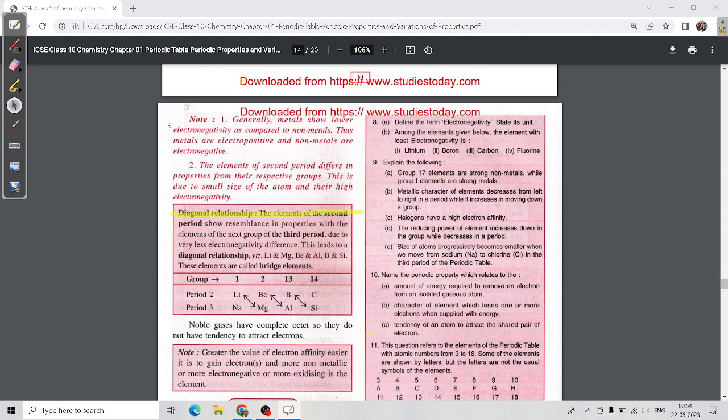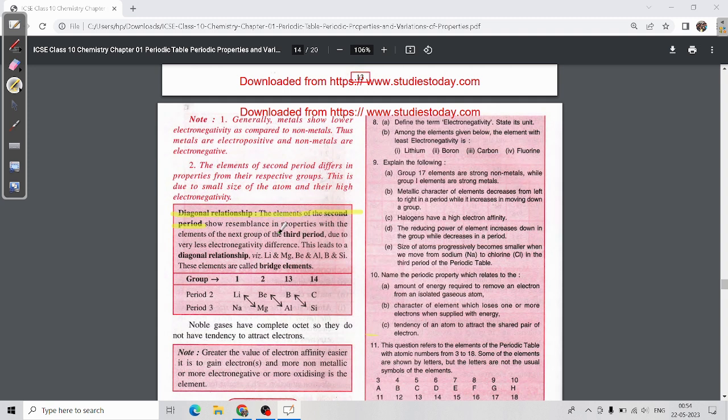Now there is an important point here also, that elements of the second period differ in properties from the respective groups. And this is due to small size, as I told you, that as we move down a group, the atomic size will decrease.